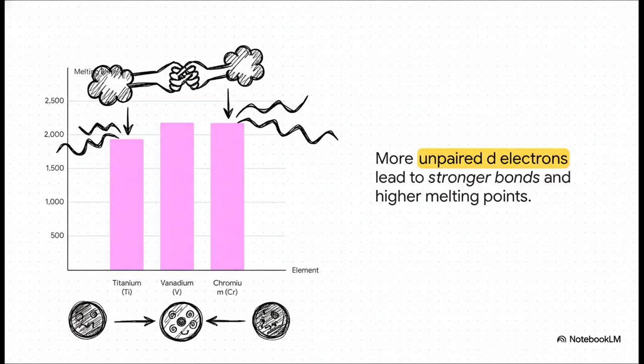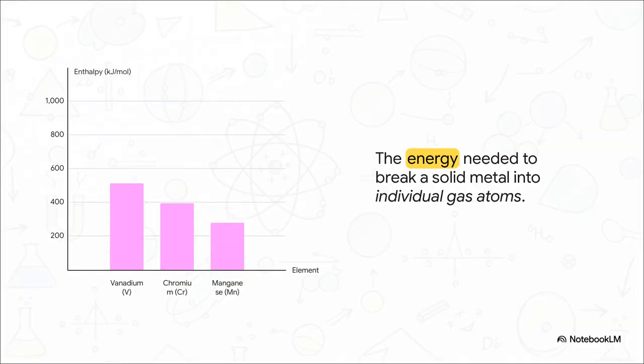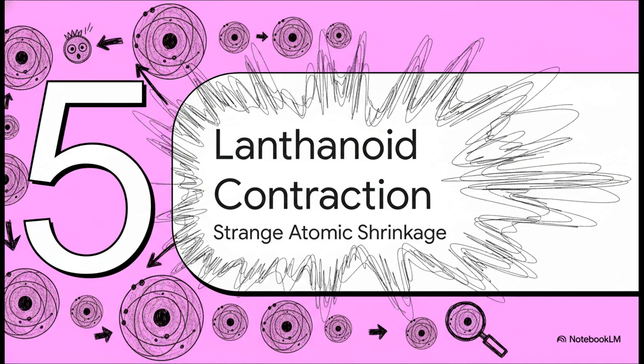It's kind of like having more hands to hold on to your neighbors. The more connections you have, the harder it is to pull everyone apart. We see the same exact pattern with the enthalpy of atomization, which is really just a fancy way of saying the energy needed to break the solid metal down into individual free-floating atoms. And once again, the peak is right there in the middle, showing us exactly where the bonds between the atoms are the strongest.